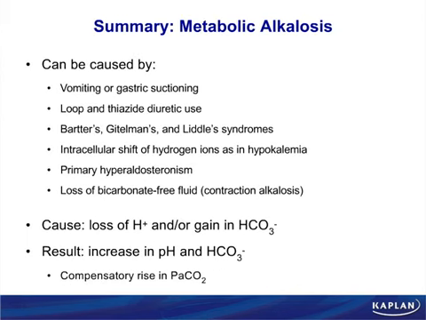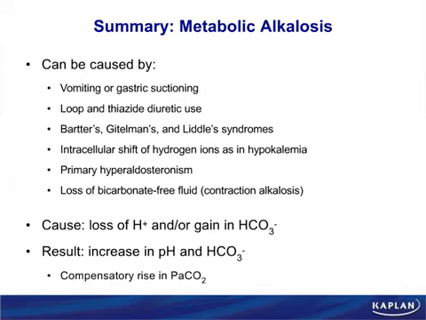For a metabolic alkalosis, vomiting. Hey, we get rid of hydrogen. Think vomit. Don't vomit, but think it. Also, suctioning of the stomach, gastric suctioning. Loop and thiazide diuretics can tend to cause metabolic alkalosis. Some other kidney disorders, Bartter's, Gitelman's, and Liddle's syndrome.